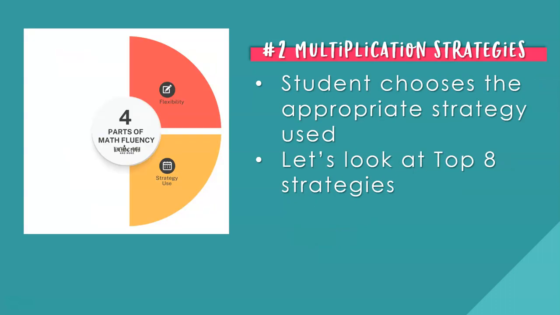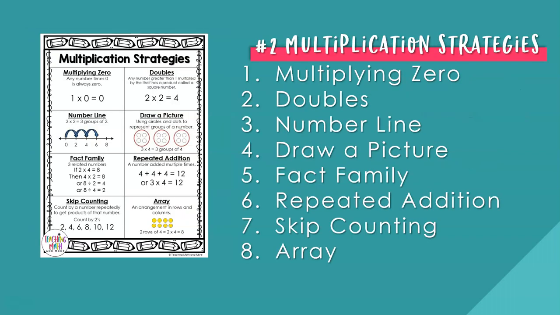Part 2 of multiplication fluency are the strategies. It's where students choose the multiplication strategy to use. It must be an appropriate strategy, so let's look at the top 8 multiplication strategies to use. Here are the 8 strategies. Number 1, multiplying 0 is any number times 0 is always the product 0. Here is 1 times 0, which always equals 0. Multiplying 0 by any number will always result in 0.